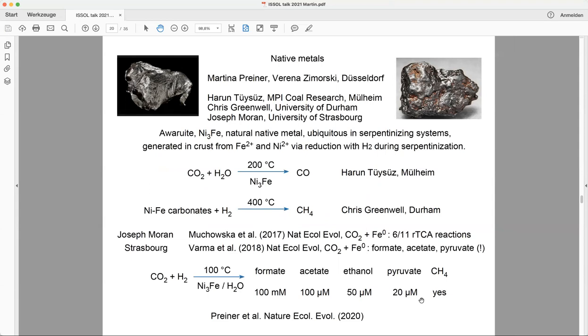And we were able to get some nanoparticular awaruite from Harun in Mulheim, and we found that it would synthesize some CO just from CO2 and water. And then when we started to add hydrogen, and this was Martina's discovery, just emulating the microbial pathway, down at the bottom you see CO2 and H2, 100 degrees, awaruite and water. We were getting acetate, formate, ethanol, pyruvate, and methane. This is the backbone of microbial physiology in organisms that use the acetyl-CoA pathway. It's unfolding in front of our eyes overnight and very specifically.